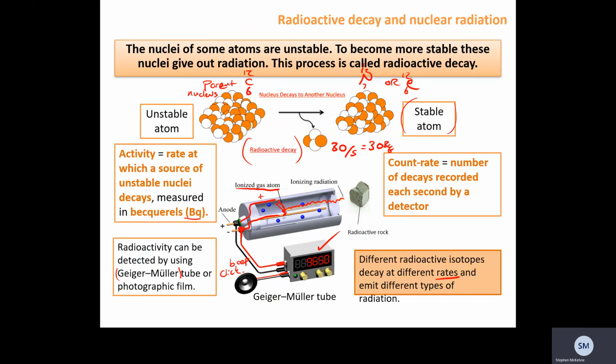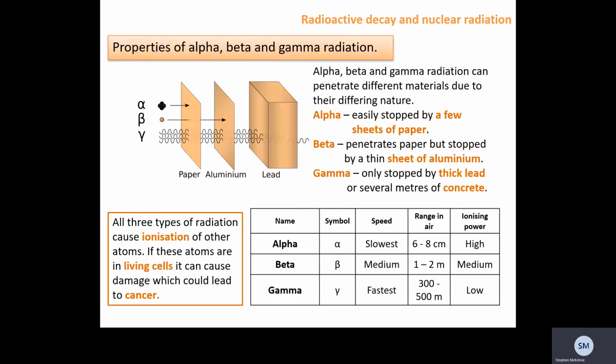There are three different types of radiation that we have to know about: alpha, beta, and gamma radiation. Alpha radiation is the largest. It is made up of 2 protons and 2 neutrons. It is unable to penetrate anything more than paper or 6 to 8 centimeters of air.